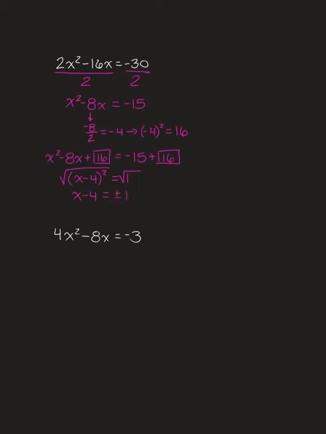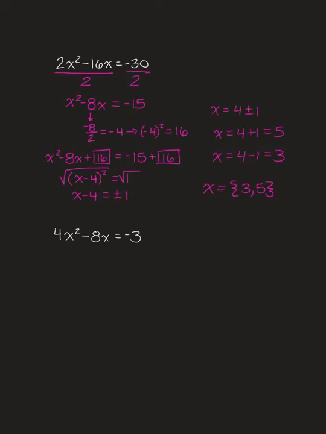So you can add 4 to both sides. So that means that x can either equal 4 plus 1, which is 5, or x can equal 4 minus 1, which is 3. So your solution set is going to be 3, 5.